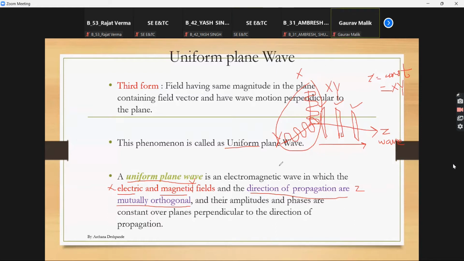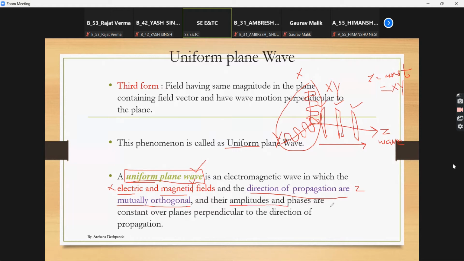Okay, so this is a very ideal or theoretical kind of wave. So we are studying a wave which we cannot see, so we have to start with the ideal form of it. The ideal form of plane wave is called a uniform plane wave. Why is it called uniform? Because the magnitude and the phases are constant. Where is it constant? It is constant in a plane which is perpendicular to the direction of propagation.